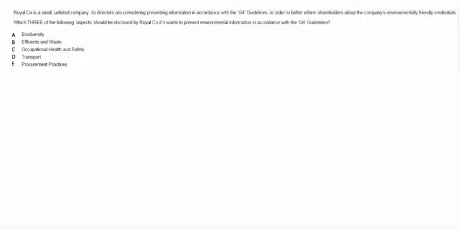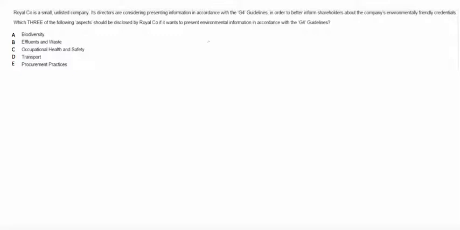This question says, Royal Company is a small, unlisted company. Its directors are considering presenting information in accordance with the G4 guidelines in order to better inform shareholders about the company's environmentally friendly credentials. Which three of the following aspects should be disclosed by Royal Company if it wants to present environmental information in accordance with the G4 guidelines?